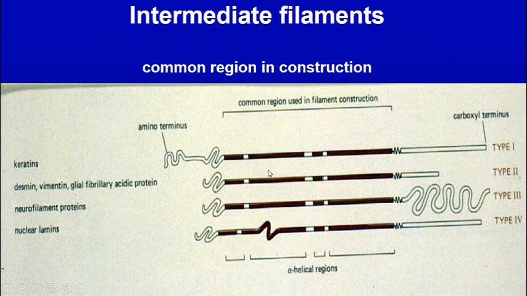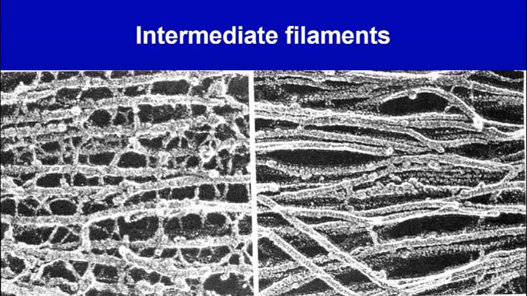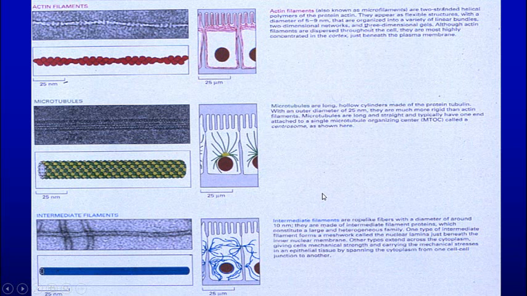Now, intermediate filaments are different types, as we mentioned to you. There's a basic component which is common among them, and then what's different is the amino terminus and the carboxyl terminus for the different types of intermediate filaments that are located in the different tissues of the body. And so here we can see the overlapping of these units to make the intermediate filaments as we see here and here.